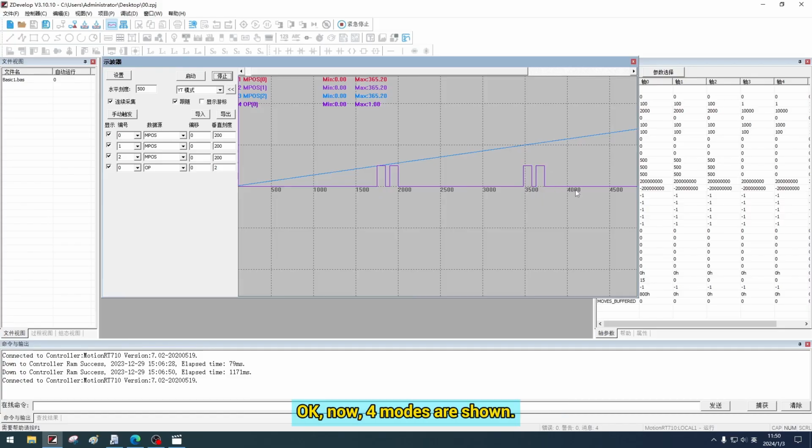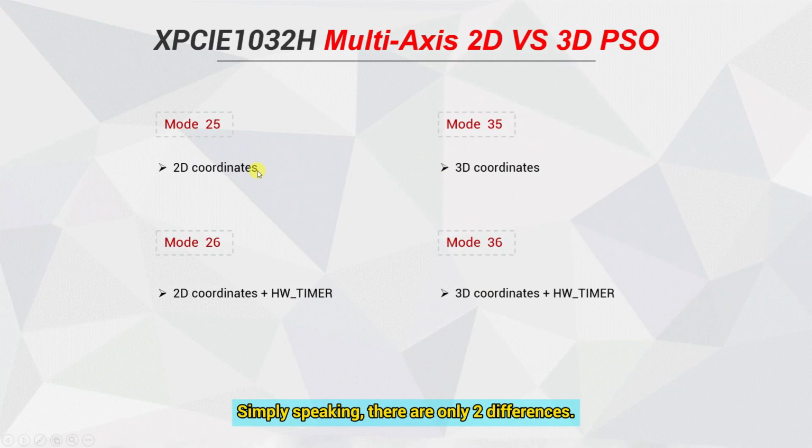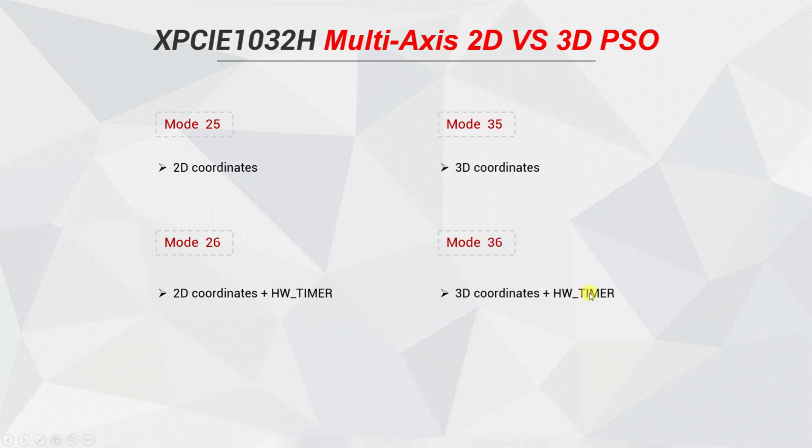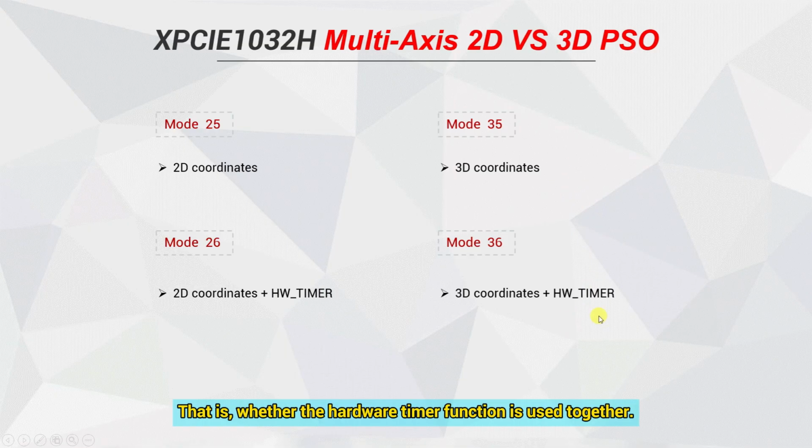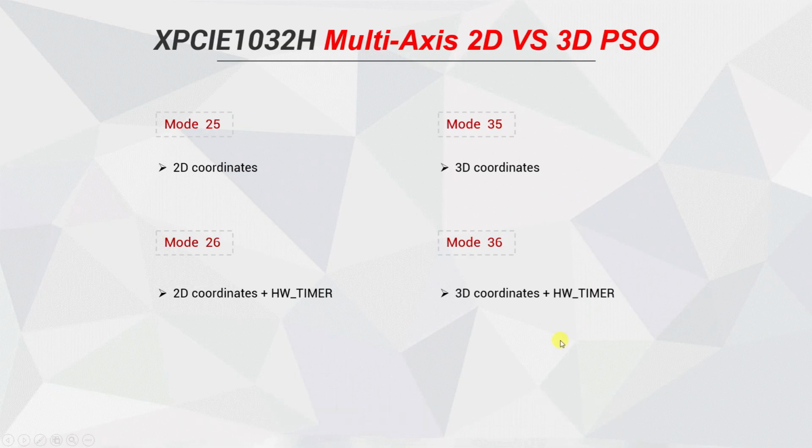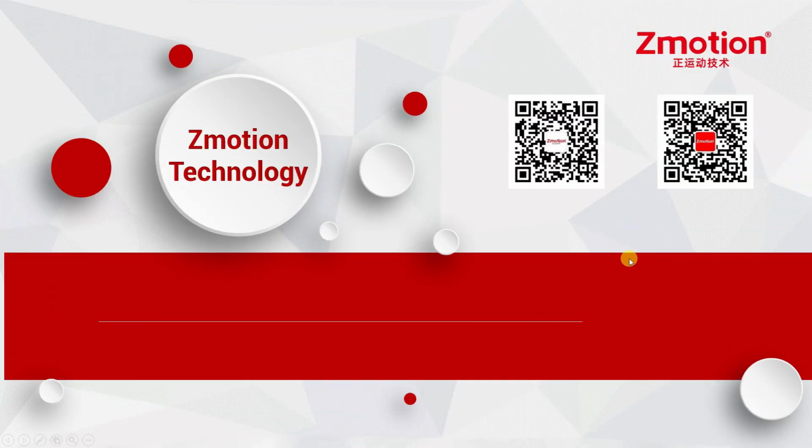Okay, now all four modes have been shown. Simply speaking, there are only 2 differences. Number 1, 2D comparison or 3D comparison. Number 2, whether to do precision output, that is, whether the hardware timer function is used together. Not so complex. Okay, that's all for today's lesson.